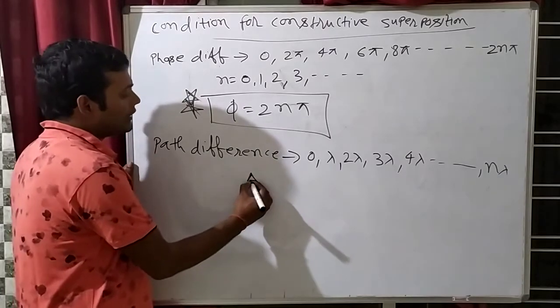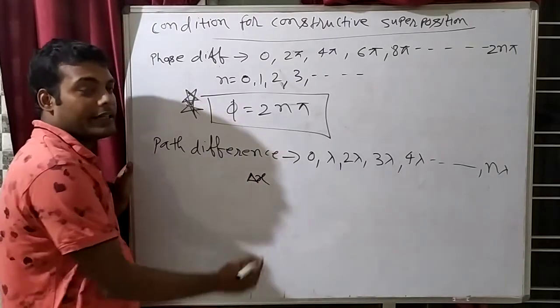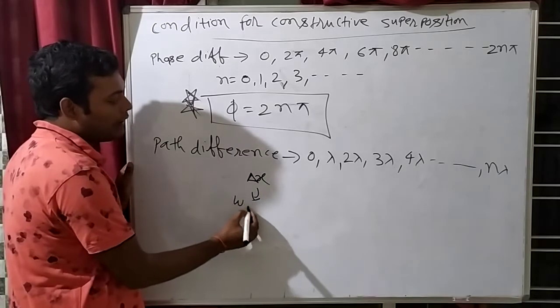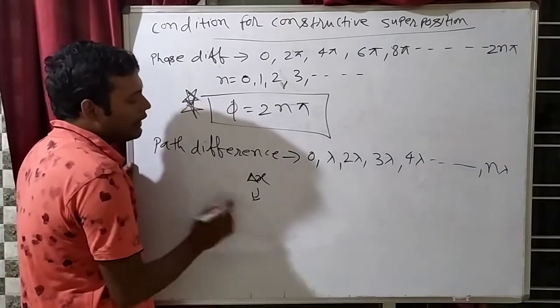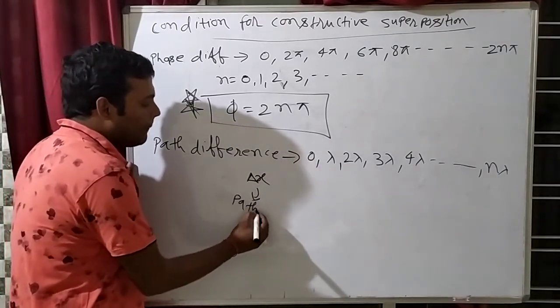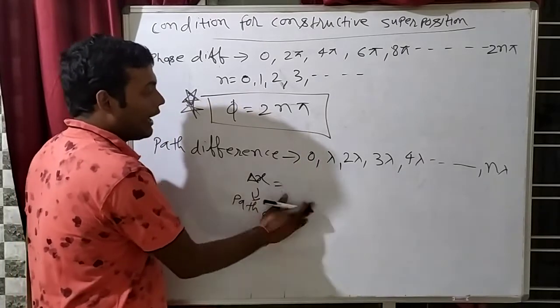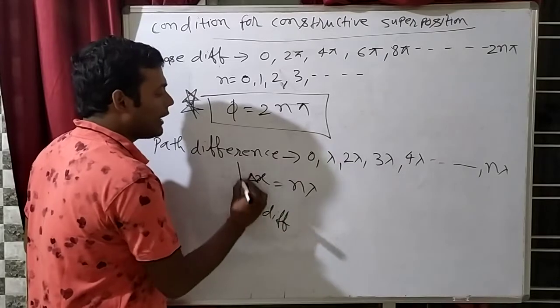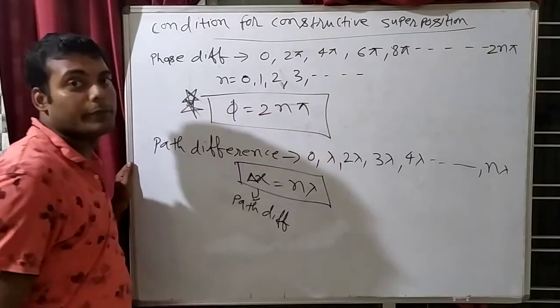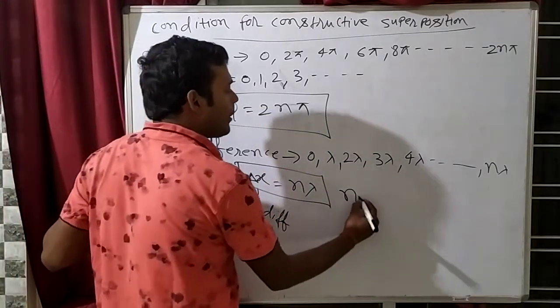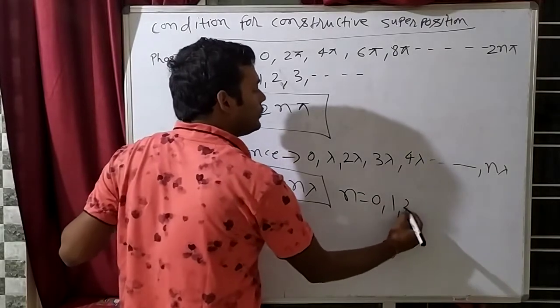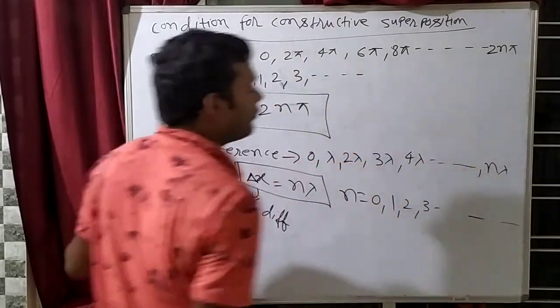superposition, path difference is represented by delta x. So whenever in wave optics they write delta x, that means they are writing which thing? They are writing path difference. So path difference would be equal to N lambda, and delta x would be equal to N lambda for constructive superposition, and N should start from where? 0, 1, 2, 3, and it will continue.